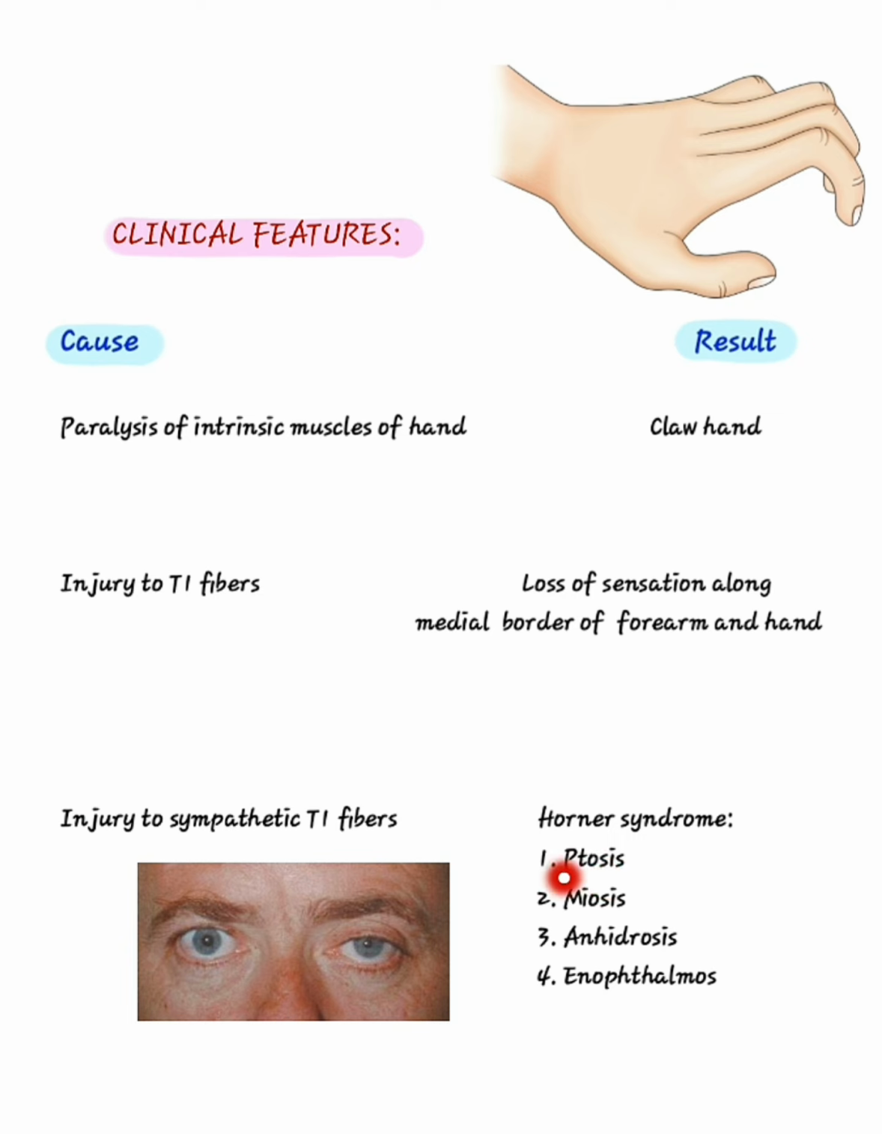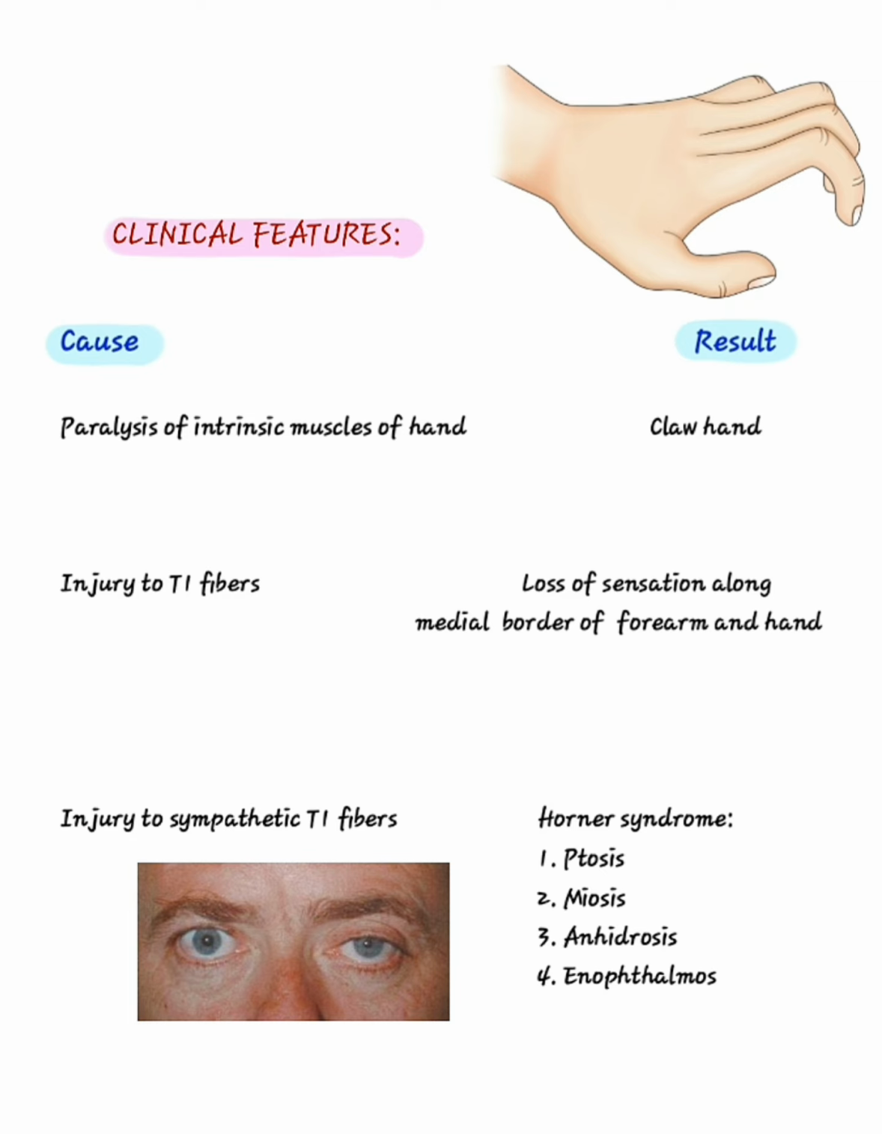Ptosis is drooping of upper eyelid. Miosis, constriction of pupil. Anhidrosis, there is decreased production of sweat or there is no sweat production. And enophthalmos, inward displacement of the eyeball.